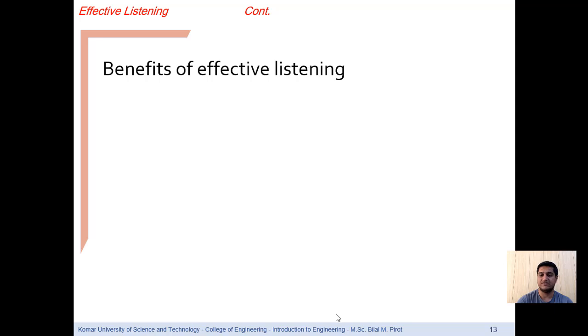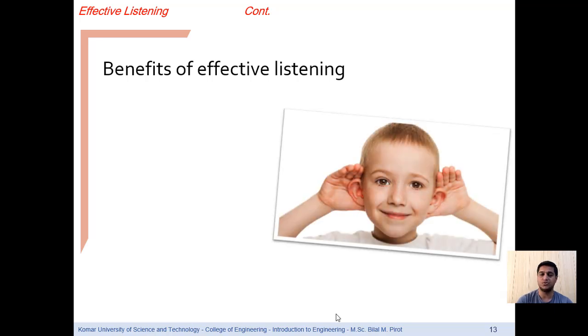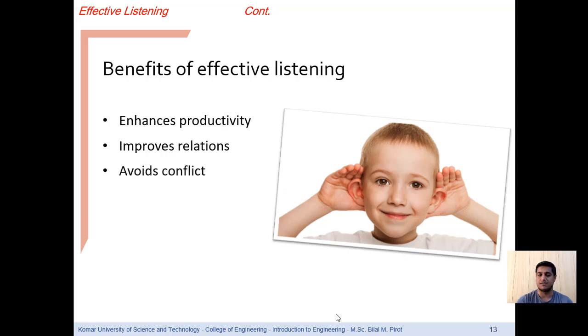Benefits of effective listening. Why do we need to listen carefully and effectively? The first point is it enhances productivity. If you listen to something, you will be more productive, you will be more knowledgeable, you will be more effective even while you are speaking. And it improves relations. So the relations between you and others will be improved.